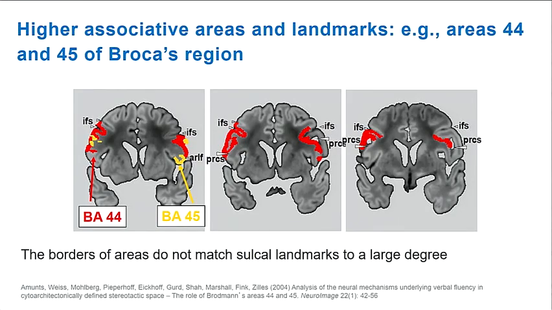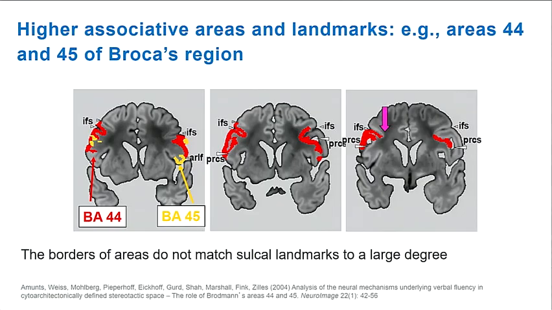There is a landmark, which is quite prominent. This is the inferior frontal sulcus. This is the most ventral of the frontal sulci. And what we have delineated here is the extent of areas 44 and 45, which are probably belonging to the core region of Broca's region. And what you see here is that the extent of these 2 areas does not match the sulcal pattern.